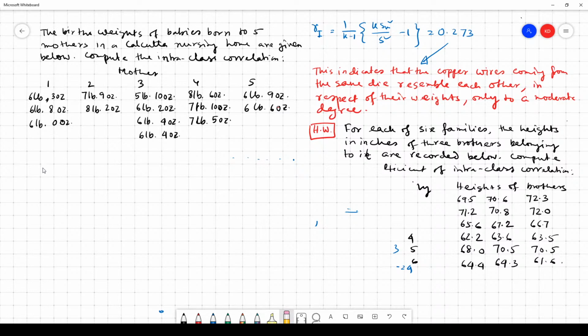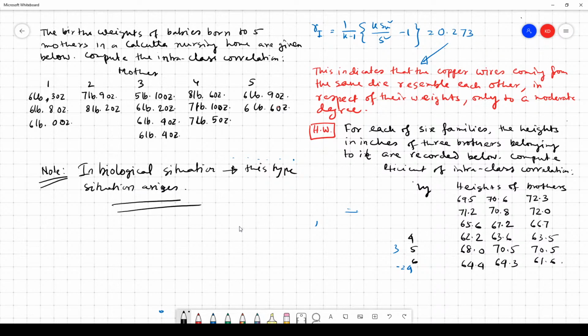This is the ending note. In biological science, actually in biological situations, this type of situation arises.